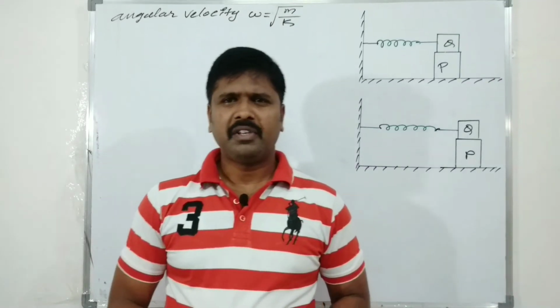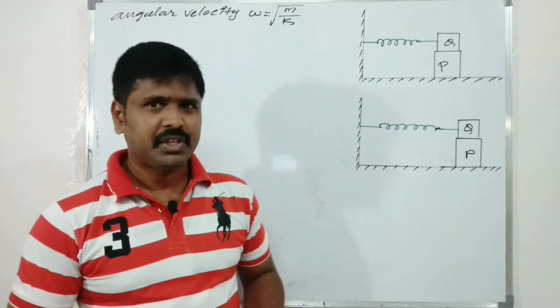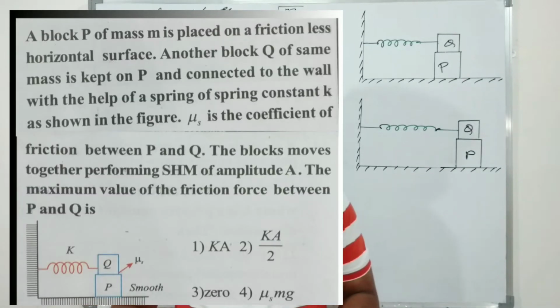Hi, now continuation of the numericals from oscillation. A block P of mass m is placed on a frictionless horizontal surface. Another block Q of the same mass is kept on P and connected to the wall with the help of a spring of spring constant K, as shown in the figure.